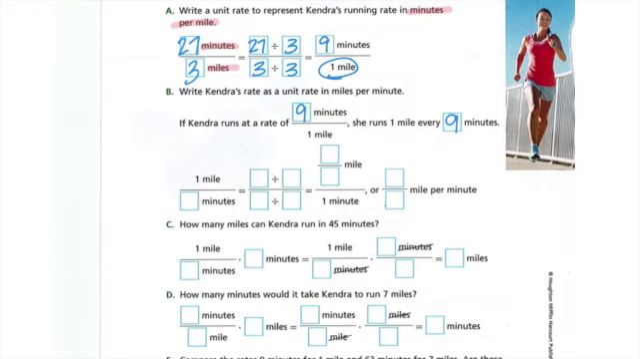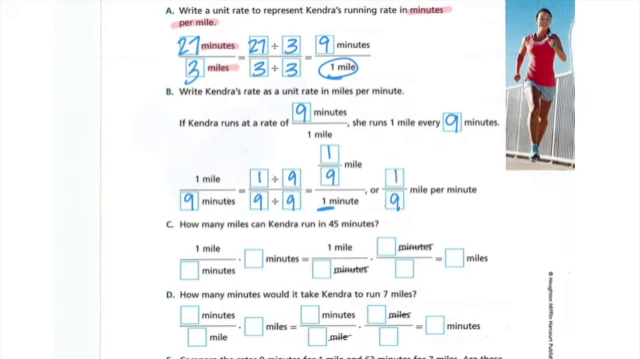All right, so then 1 mile is 9 minutes, and we want to know how much it is in 1 minute. So we're going to go 1 over 9. 9 divided by what is 1? Well, it would be 9. So then she goes 1/9 of a mile per minute.